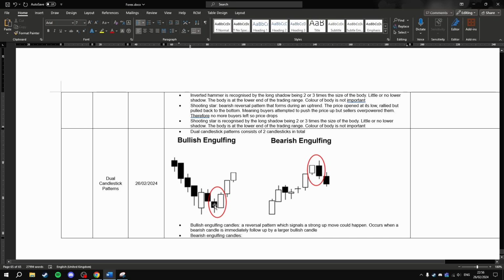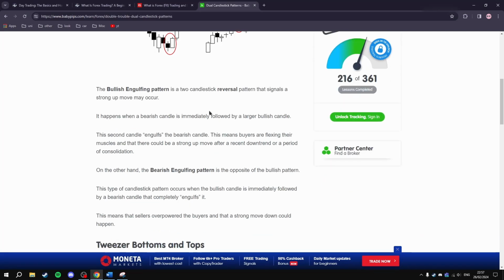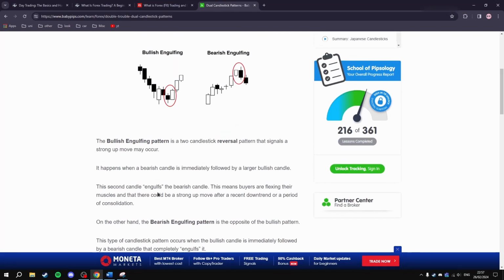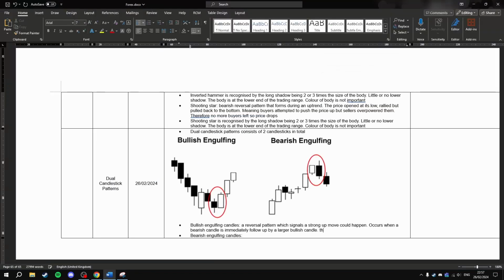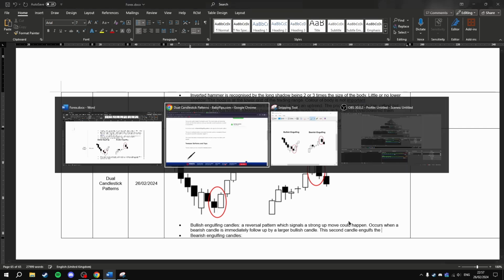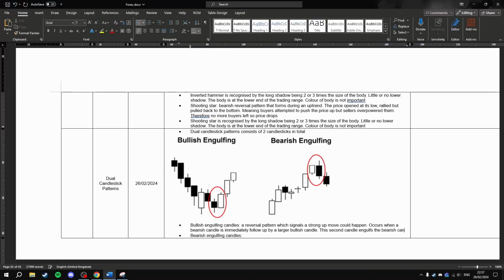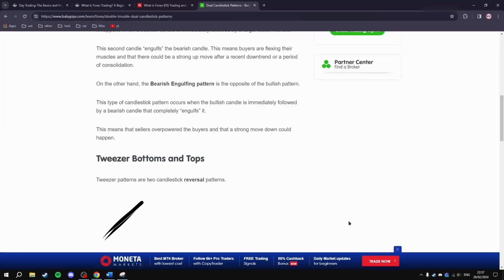So we can see the bear candle here and the bull candle here, a larger one than that one. The second candle engulfs the bearish candle. This means buyers are flexing their muscles and there could be a strong up move after a recent downtrend or a period of consolidation.